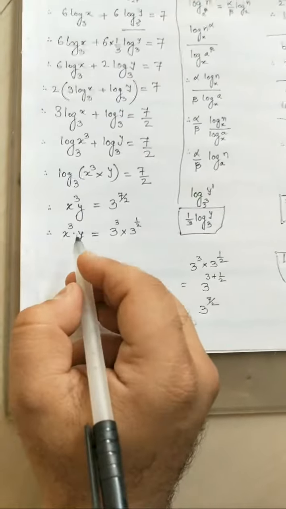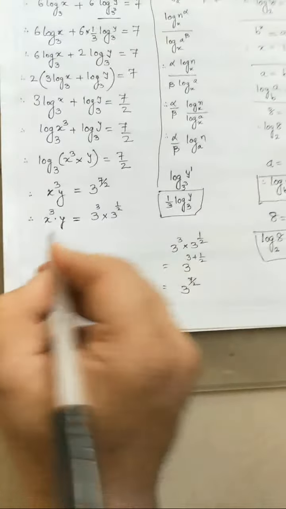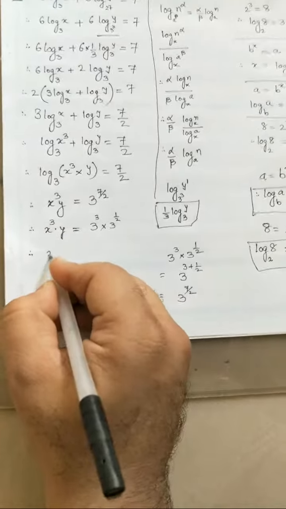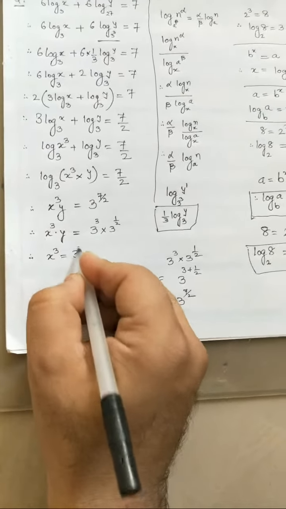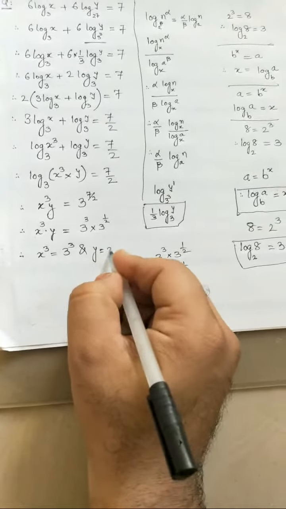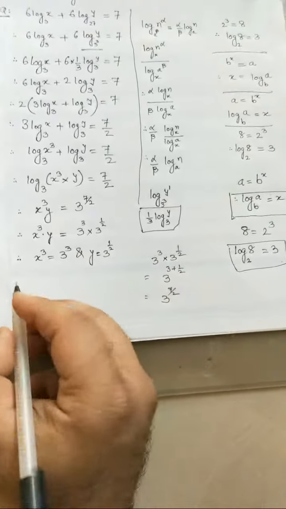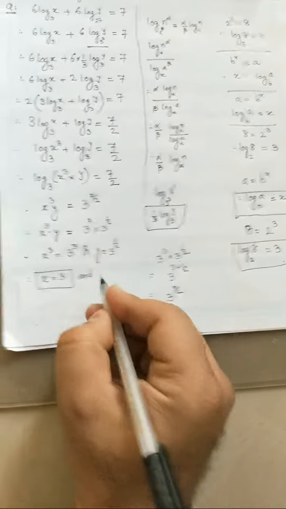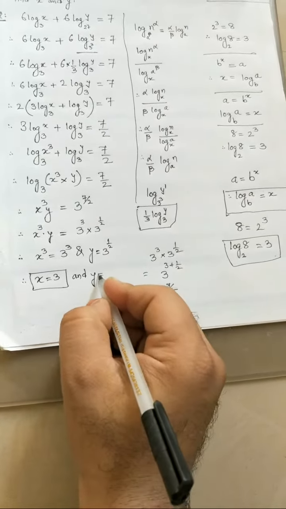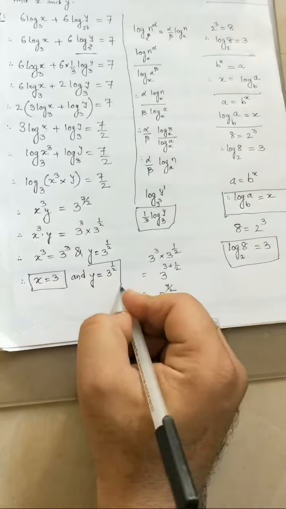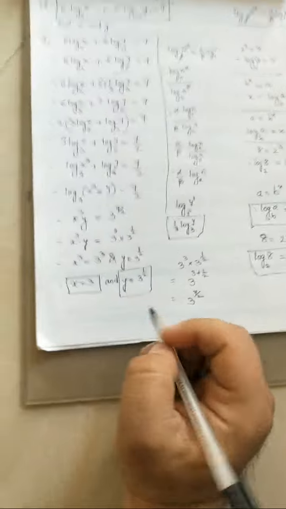Now you compare the right hand side and left hand side, you can get x cube is equal to 3 raised to 3 and y is equal to 3 raised to 1 by 2. So ultimately x is equal to 3 and y is equal to 3 raised to 1 by 2. That is your answer. Okay.